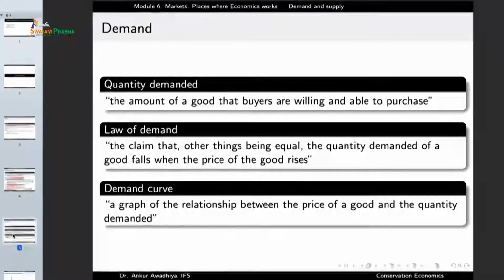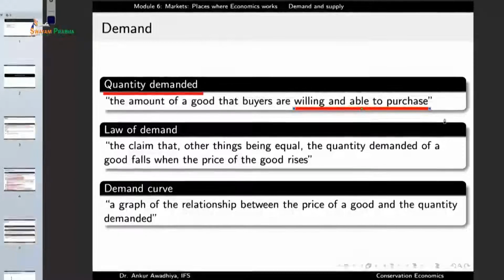Now, in the market, there is a demand for products and there is a supply for products. So, we define quantity demanded as the amount of a good that buyers are willing and able to purchase. The quantity demanded is the amount of a good. How many units of the good are there that the buyers are willing to purchase and they are able to purchase?